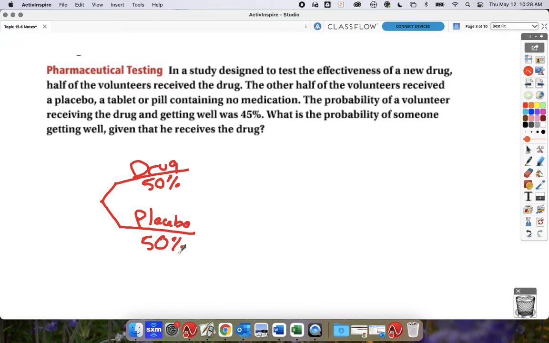Now, the probability of a volunteer receiving the drug and getting well was 45%. Receiving the drug and getting well. So if you take the drug, you can get well or you cannot get well. Same thing with the placebo. You could get well or not get well.